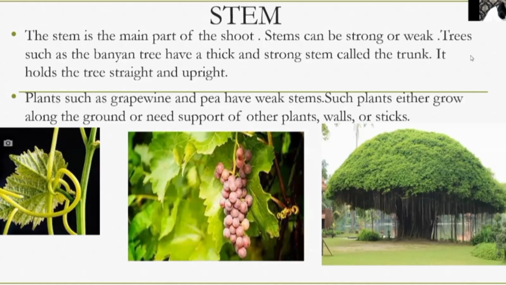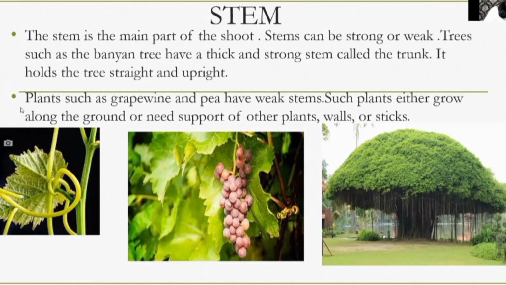Yes, so we all know trees that have huge trunks, they hold the whole tree together, and they're really strong and thick. For example, your banyan trees or your normal trees that you see around, they have huge trunks that are strong and thick, and they hold the whole tree together. So it makes the tree stand straight and upright. That is, it is put in a straight way.